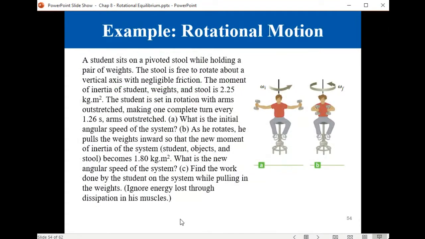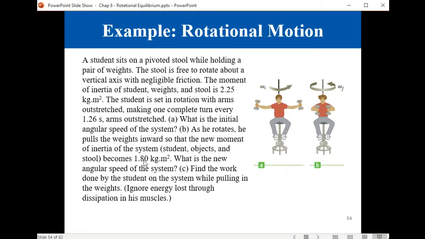Example: a student sits on a pivoted stool while holding a pair of weights. The stool is free to rotate about a vertical axis with negligible friction. The moment of inertia of the student, weights and the stool is 2.25 kilogram meter squared. The student is set in rotation with arms outstretched, making one complete turn every 1.26 seconds. Arms outstretched. What is the initial angular speed of the system?